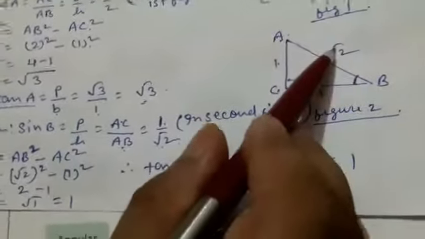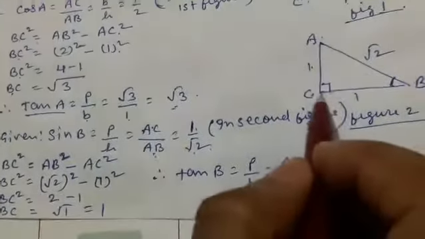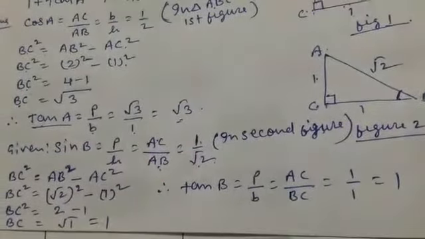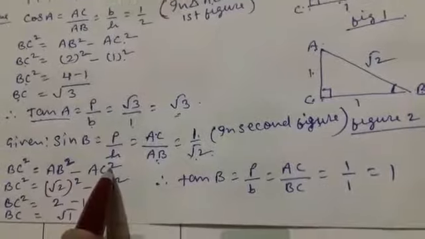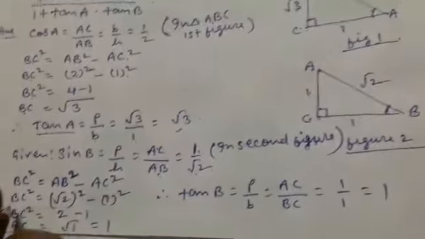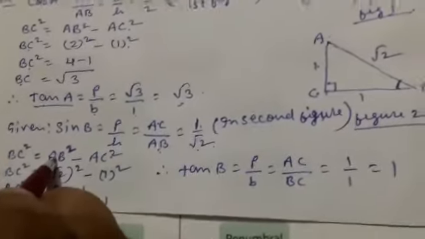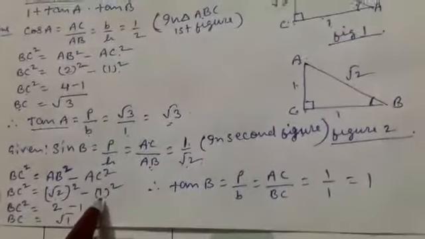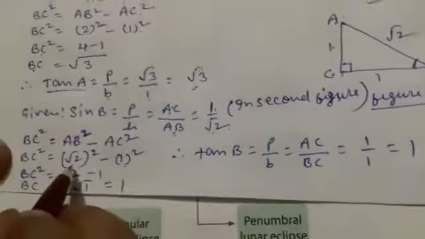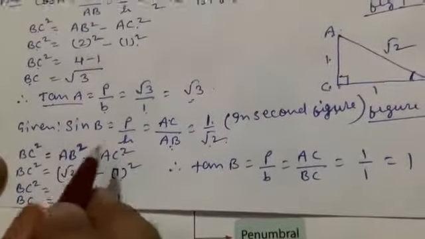AB is equal to root 2, it is given. So we have to find the value of BC. Base square is equal to hypotenuse square minus perpendicular square by Pythagoras theorem. So BC square is equal to the value of AB, root 2 square, minus 1 square. So BC square is equal to root 2 square, meaning root 2 into root 2, it will be 2, minus 1.